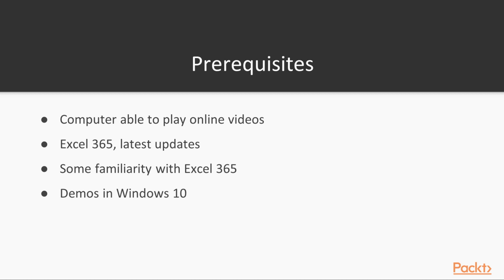And let's go through the requirements for this course, and there are not that many requirements, to be honest. Of course, you should have a computer that is able to play videos online. Then you should have Excel 365, the latest version with all the latest updates. I will use Windows 10 for the demos in Excel in this course. And then you should be able to find your way around. So you should have some very basic familiarity with Excel, things like basic formulas or autofill functionality, for example. Nothing advanced.